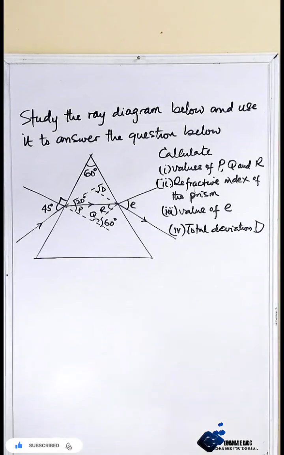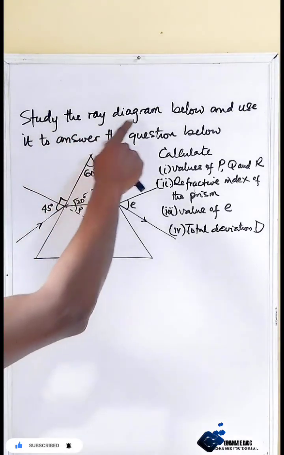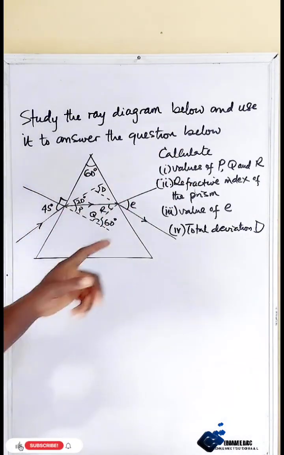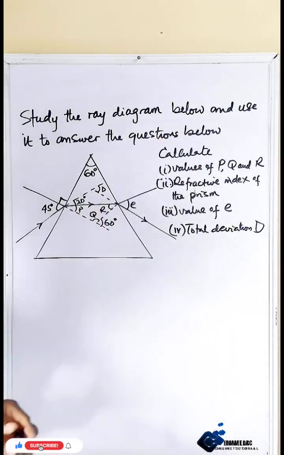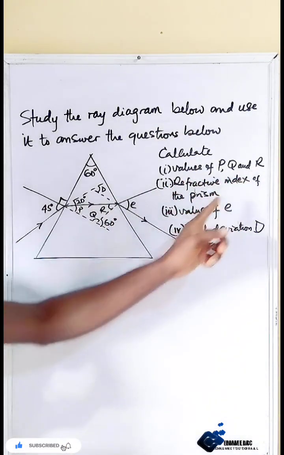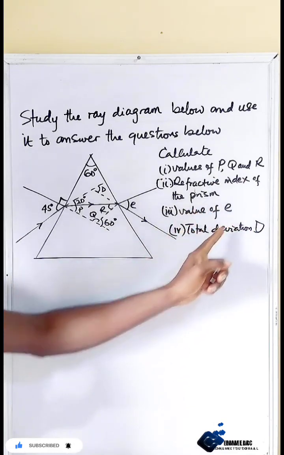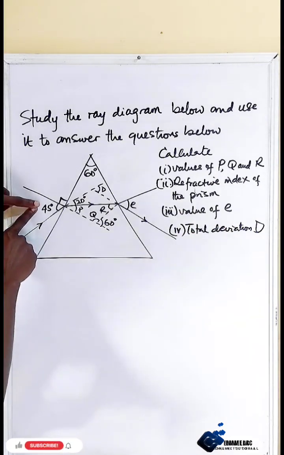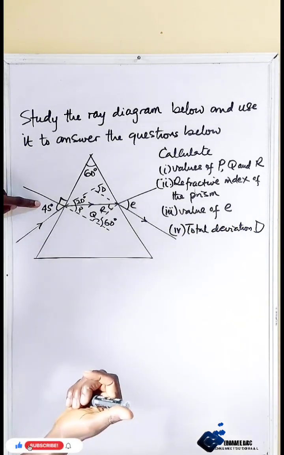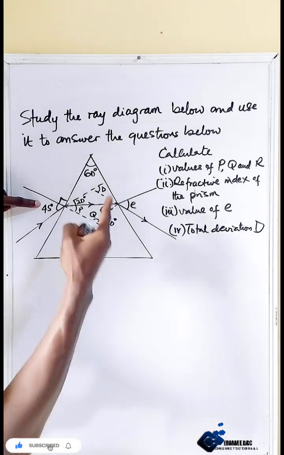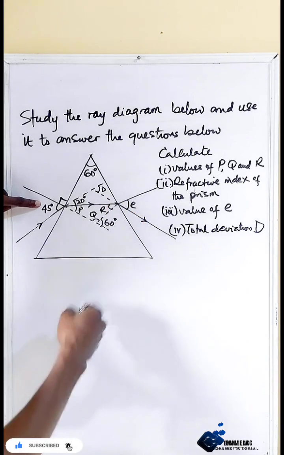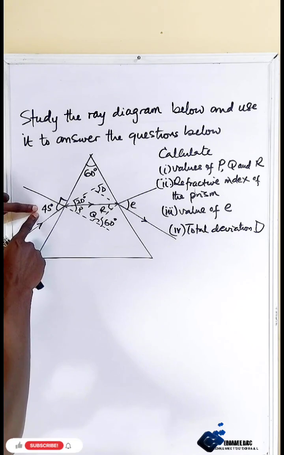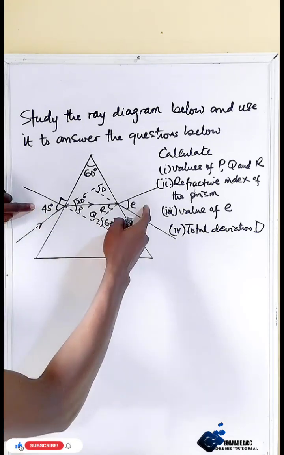Now let us solve this question. It says study the ray diagram below and use it to answer the questions below. Now we are told to calculate the value of P, Q, R, the refractive index of the prism, the value of E, and the total deviation. Now looking at this, this is the incident angle. If you probably watch the verification of the refractive index of a glass prism, I actually explain all this. So here you have the incident ray, the incident angle, and this is the emergent angle.